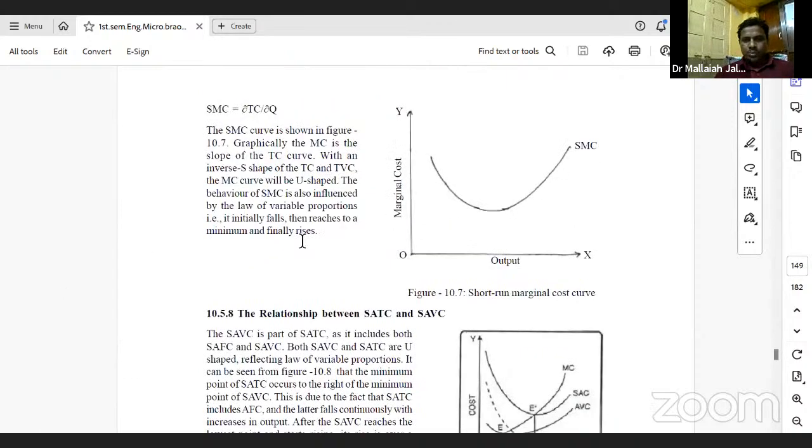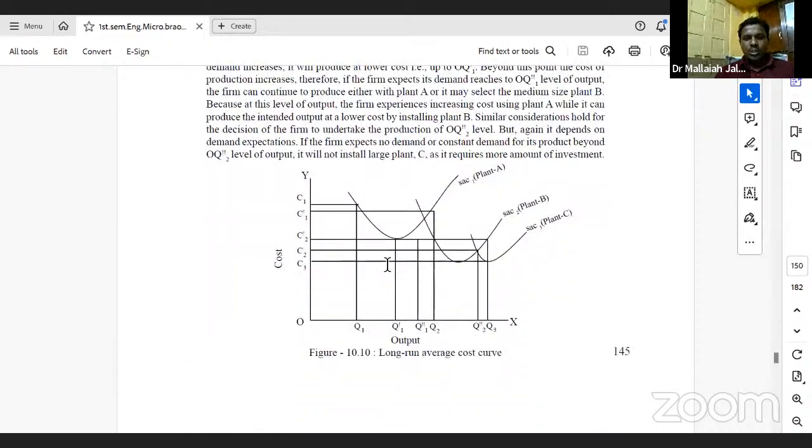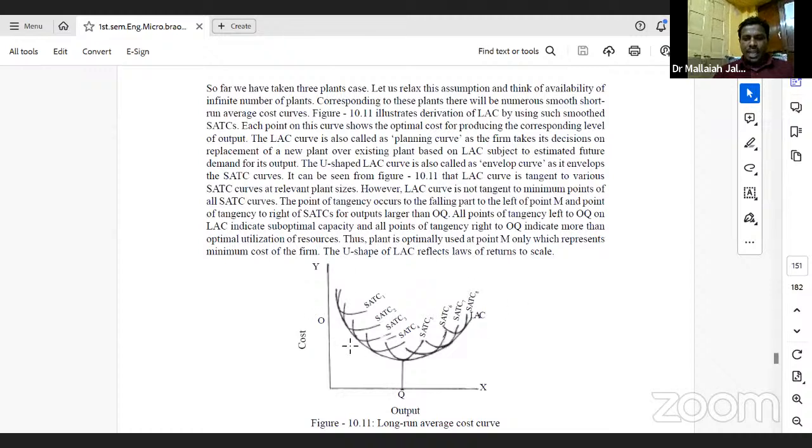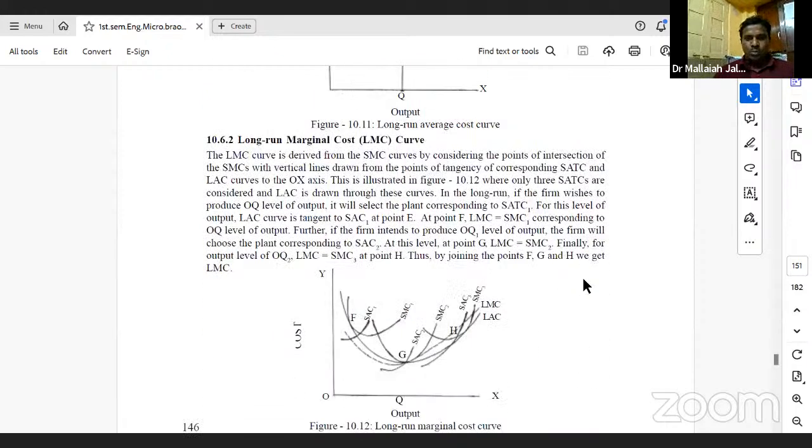Due to time constraint, this is also. And the long run cost curves, you have to remember this one. This one is the long run LAC, long run average cost curve. When we add together all the short run cost curves, short run total cost, average total cost, we get long run average cost. Long run average cost, initially it decreases, later it increases. This is all about the cost curves that you have to remember.